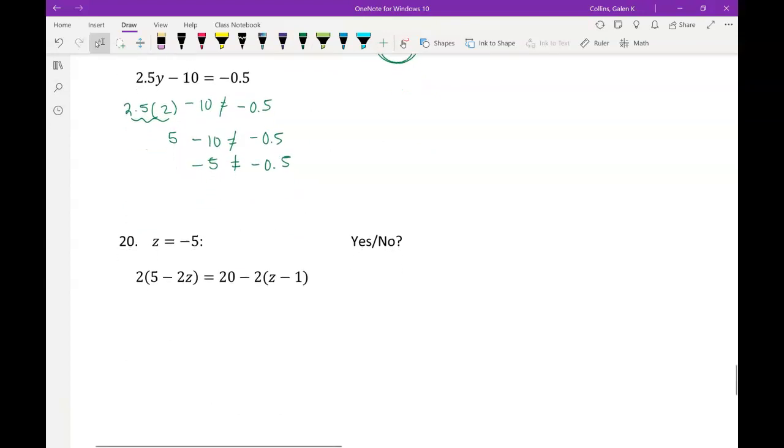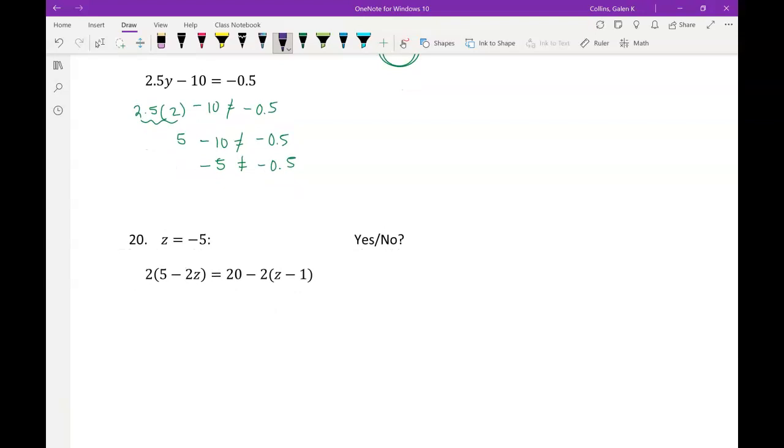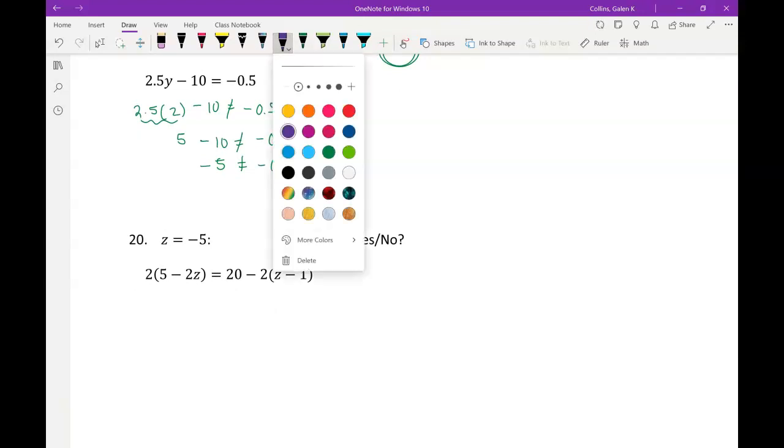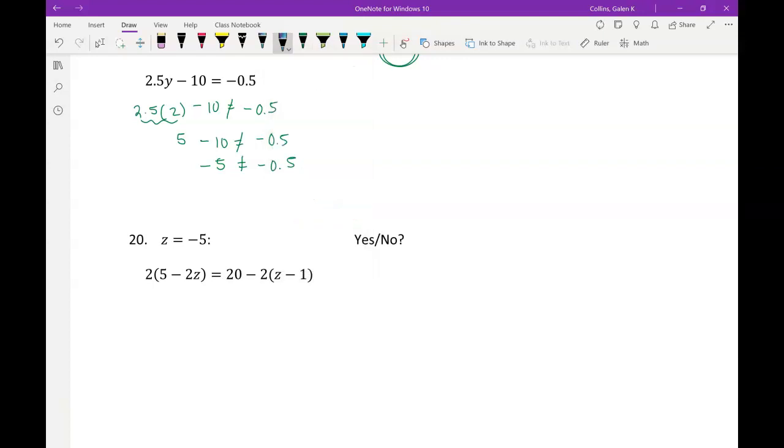All right, number 20, z equals negative 5. I'm going to do sparkly pen. I never used this one. I'm going to substitute negative 5 for z. And notice that I see z in here twice. So I'm going to substitute negative 5 each time. So we get 2 times 5 minus 2 times negative 5. Oops, sorry. Sometimes the sparkly pen's hard to see.